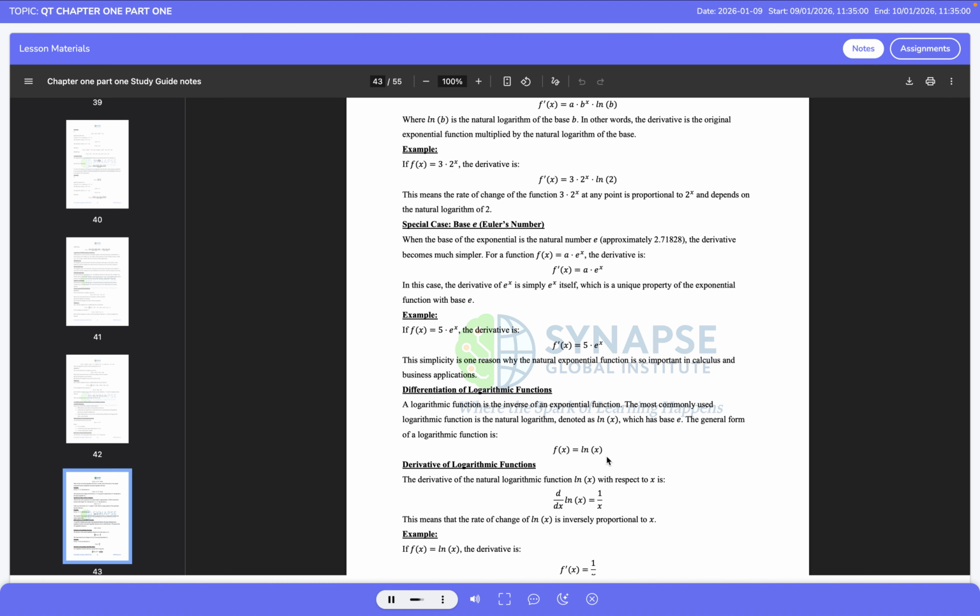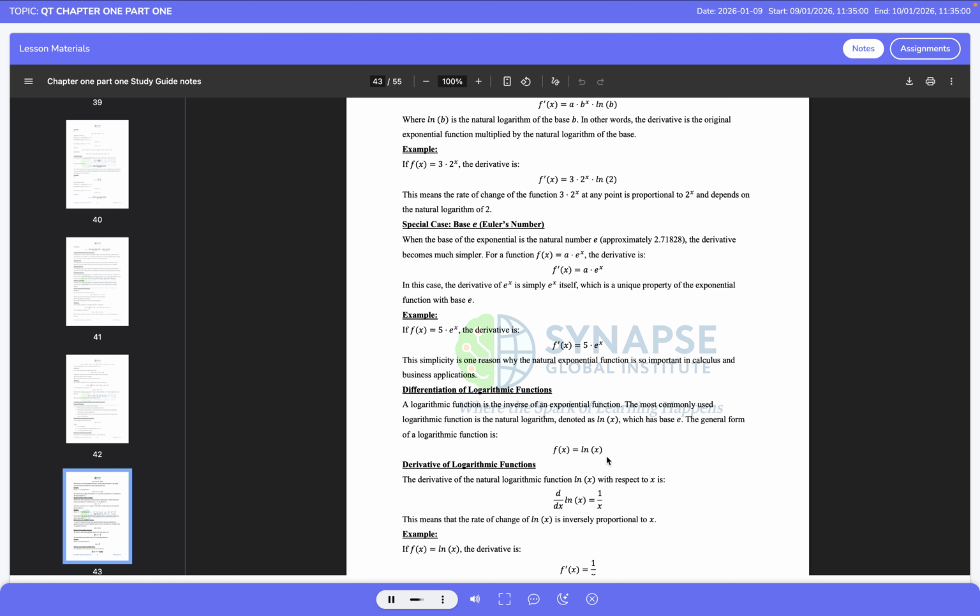There is a special and very important case when the base of the exponential function is the natural number e, which is approximately 2.71828. When a function is written as a multiplied by e raised to the power x, its derivative is simply a multiplied by e raised to the power x.